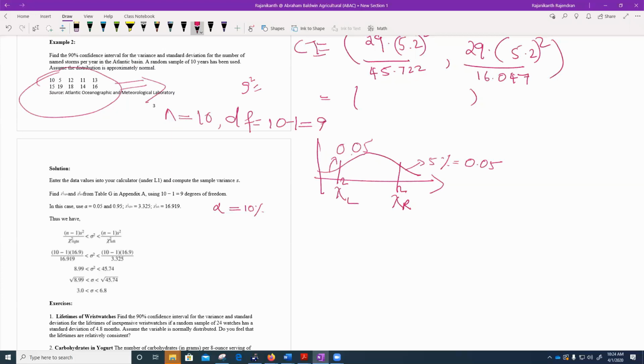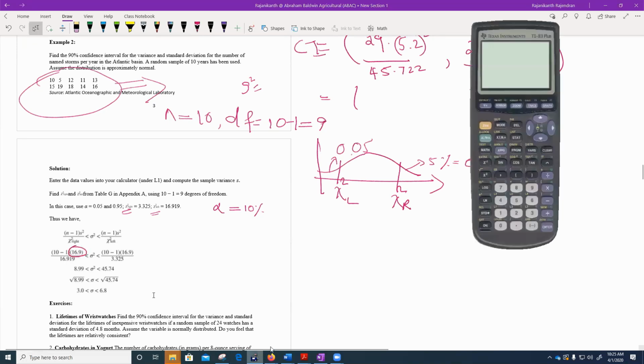Now make sure that you are getting these two correct values from the table. Chi-squared right, 3.325. Chi-squared left is 16.919. Now you know how to find, right? Okay, make sure that you are getting those two numbers. Okay, the thing is now finding little s squared. So in your work, it says that my little s squared is 16.9. Could you check that? Take your calculator and feed the data values.